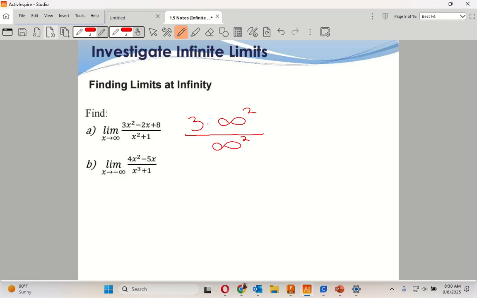So in the greater sense of everything, when I get large enough numbers, infinity squared is going to be so much bigger than just 2 times infinity, right? And infinity plus 8, does that 8 really matter? No, that 8's not going to matter. So this is what my race looks like. 3 times infinity squared divided by infinity squared. This only works when the exponent, the power, the degree of the numerator and denominator are the same.